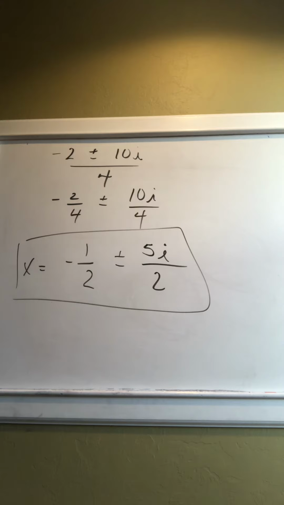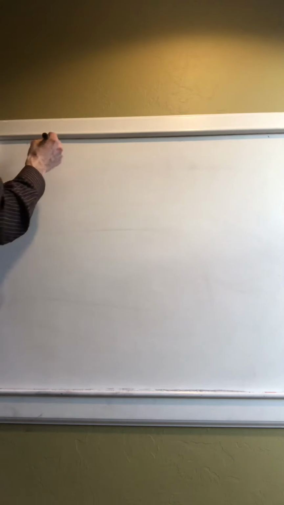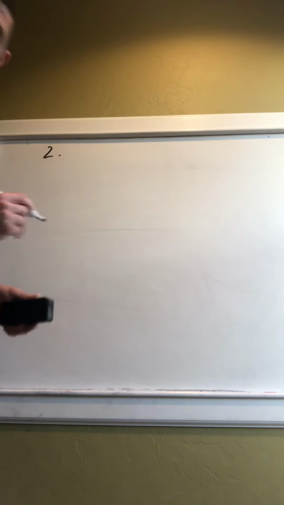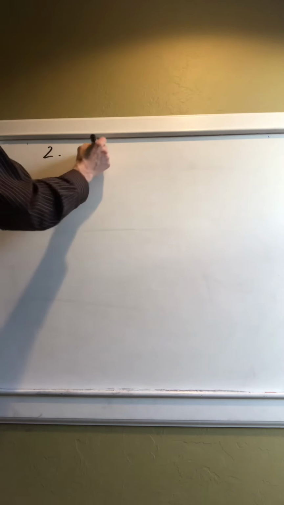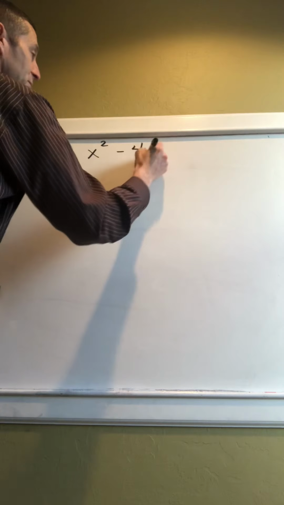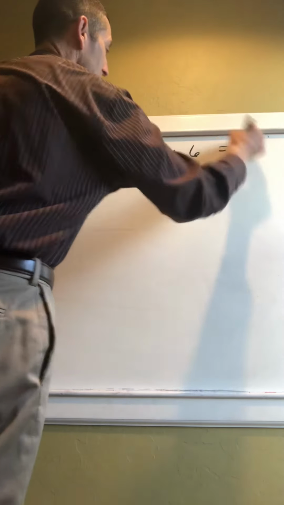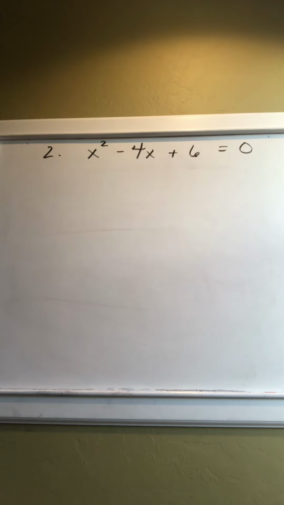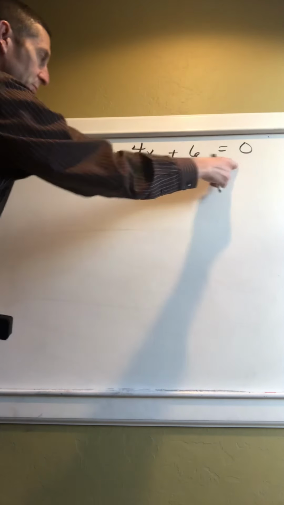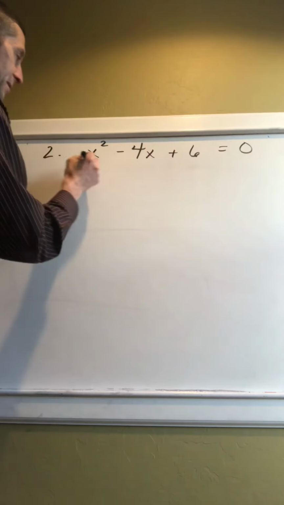So what we'll try now is example number 2. All right, example number 2. Here we go. I've got x squared minus 4x plus 6 equals 0. So for this second example, we've got it set equal to 0. We can start running our A's, B's, and C's.